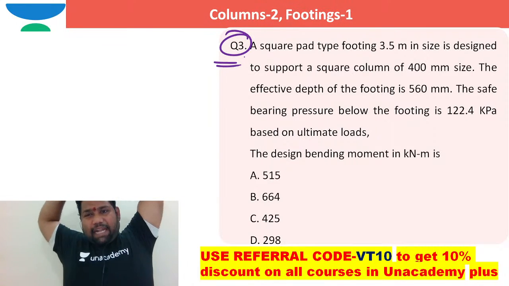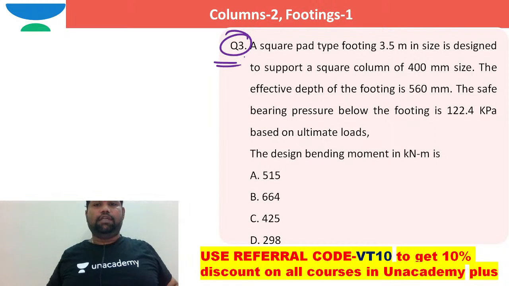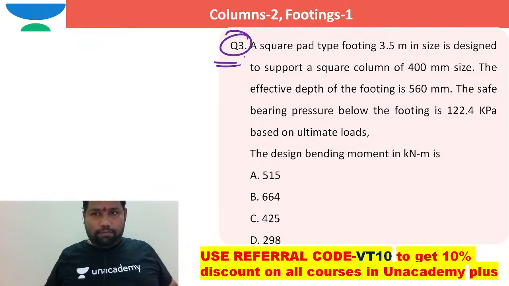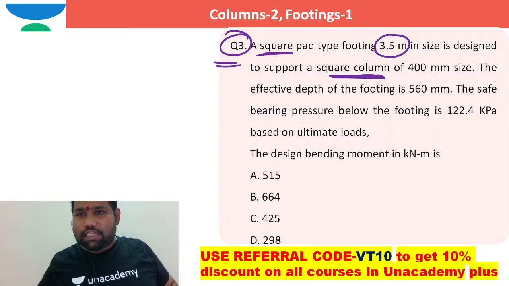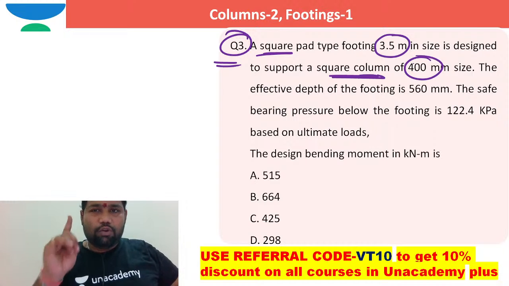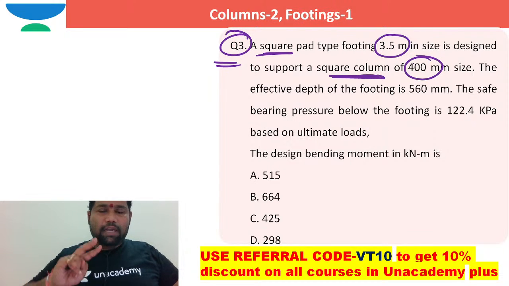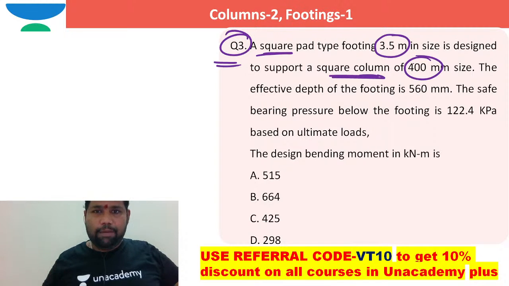A square pad type footing 3.5 meter in size is designed to support a square column. The dimensions are just like your previous data. That means the data for question 1, question 2 and question 3 are one and the same, but the question asked from the data is different. The effective depth of the footing d, the safe bearing pressure, based on ultimate loads.